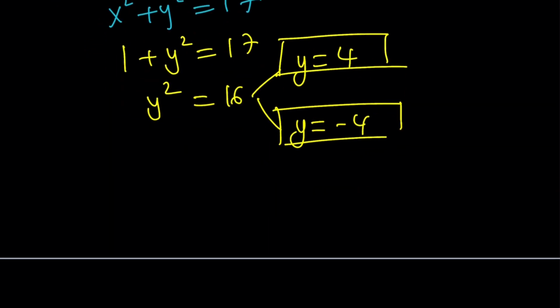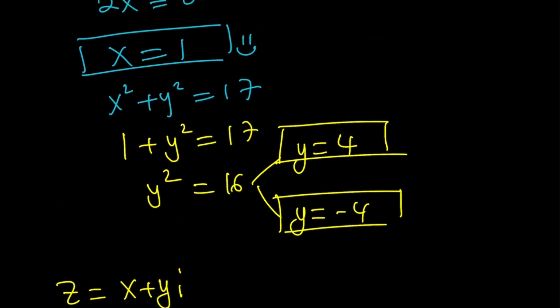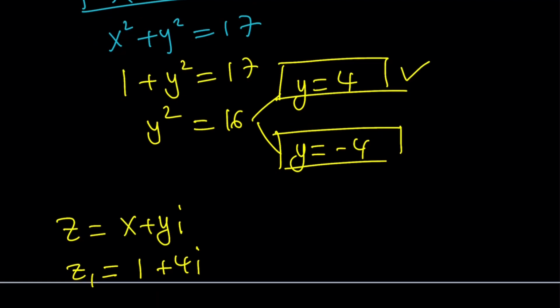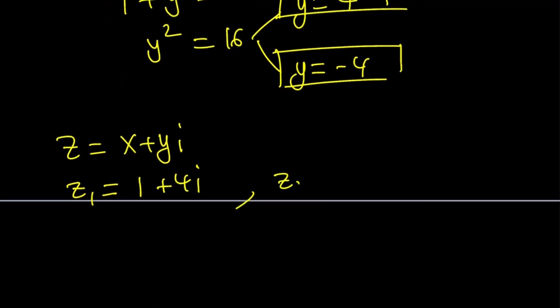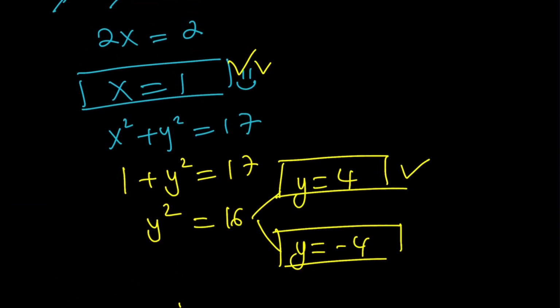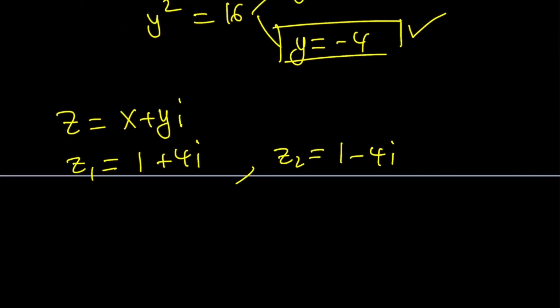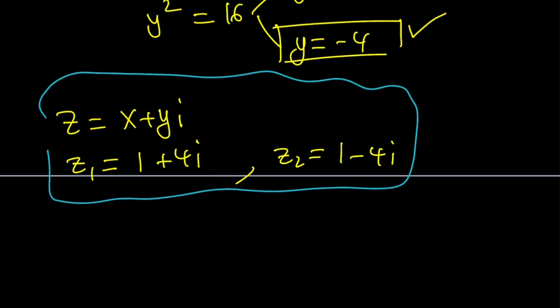We are looking for z, which can be written as x plus yi. So one of the solutions, z sub 1, is 1 plus 4i. I just used 1 with 4. And then the other solution, z sub 2, is going to be 1 minus 4i. I used 1 and negative 4. Make sense? So we got a total of two solutions, z sub 1 and z sub 2, because z could be expressed as x plus yi.